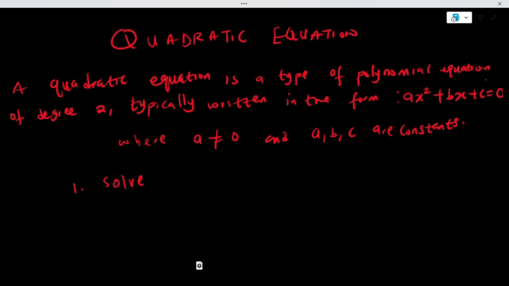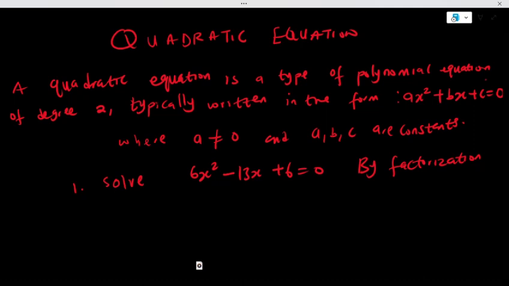I have one here. Solve 6x squared minus 13x plus 6 is equal to 0. We want to solve this 6x squared minus 13x plus 6 by the factorization method. When we talk about factorize, it means factorization. It means we find the factors of the numbers, the product of the number.